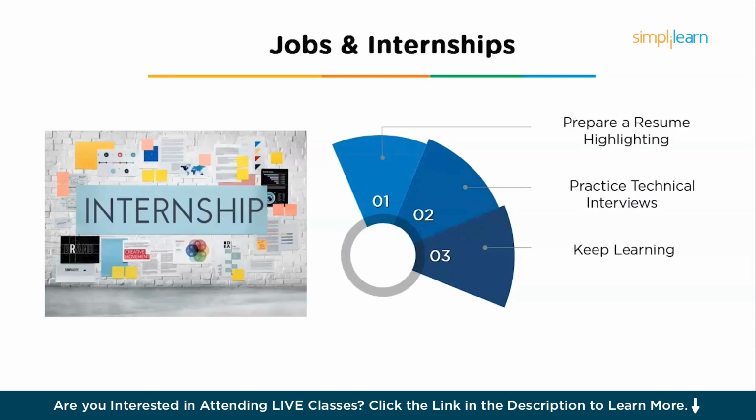Then target the right companies. Look for organizations that work on IoT products, automotive electronics, consumer electronics, or industrial control systems. Even small companies or startups can give you amazing hands-on experience. And always be ready to learn. During your internship, you might not understand everything right away. That's very much normal. Take notes, ask questions, and soak up as much as you can.